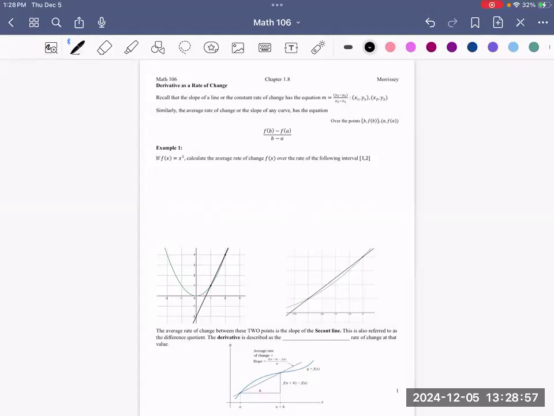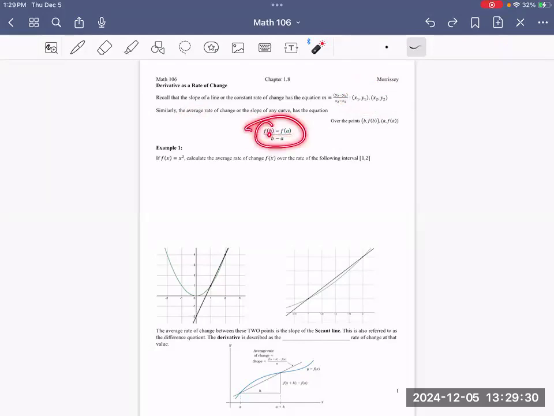Welcome to Math 106, Chapter 1.8, where we talk about derivatives as a rate of change. So recall that the slope of a line, or the constant rate of change, has the equation m is equal to y2 minus y1 all over x2 minus x1, given that you have two points, x1, y1, and x2, y2. Similarly, the average rate of change, or the slope of any curve, has this particular equation, f of b minus f of a all over b minus a.